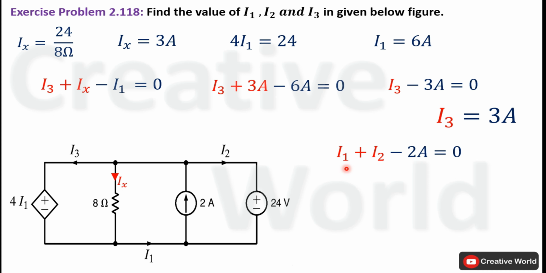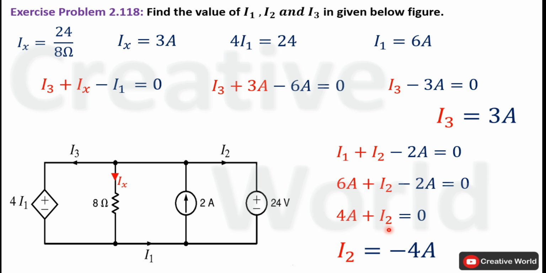In this equation we know the value of current I1, that is 6 ampere. So replace the value of I1 and subtract 2 ampere from 6 ampere, it will become 4 ampere, and place this 4 ampere on the other hand side of equal to calculate the value of current I2, that will become minus 4 ampere. So the values of currents I1, I2 and I3 in this network are 6 ampere, minus 4 ampere and 3 ampere respectively.